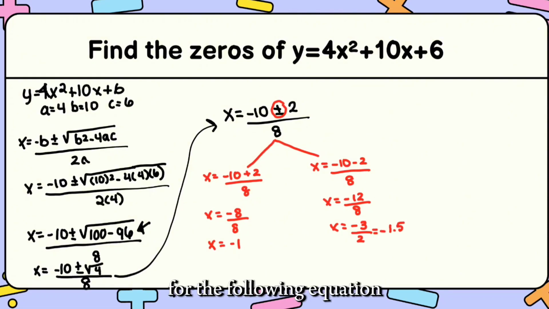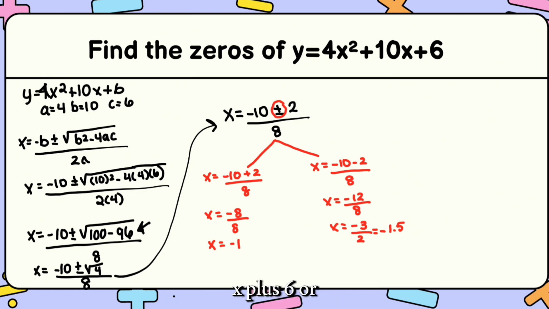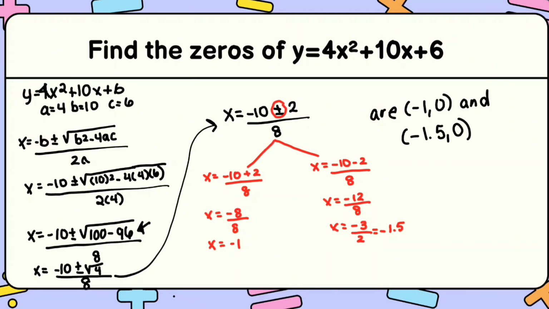For the following equation, the zeros of the function y equals 4x squared plus 10x plus 6 are negative 1, 0 and negative 1.5, 0. Please make sure you copy it down.